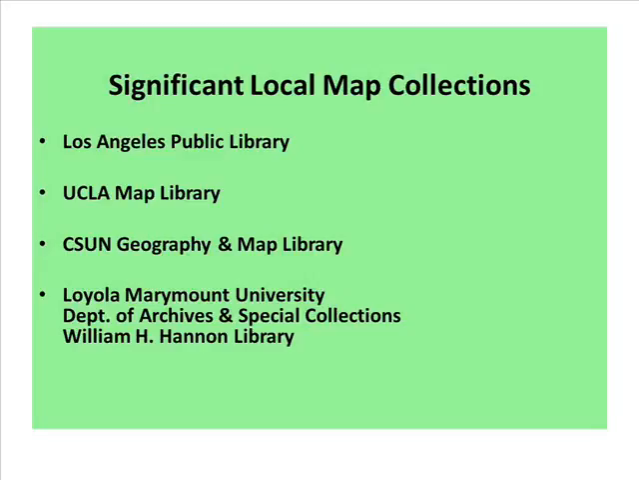With regard to significant local map collections, we will look at the Los Angeles Public Library, the UCLA Map Library, the CSUN Geography and Map Library, and the Department of Archives and Special Collections at the William H. Hannon Library on the Loyola Marymount University campus.